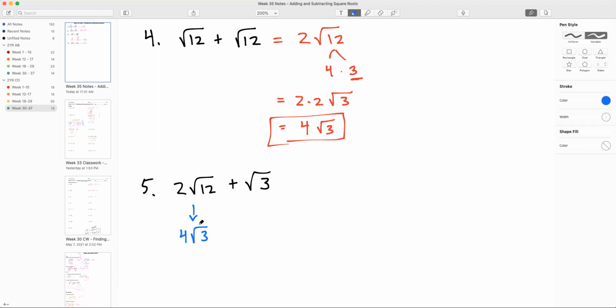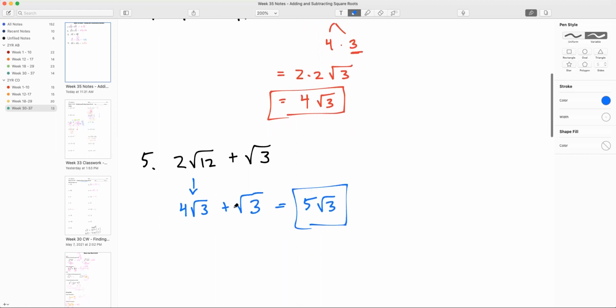You may be able to get good enough at this to just do that in your head, but 4 root 3 plus root 3 is, well, remember, this is like 4x plus 1x. What's that? That's 5x. Or 4 root 3 plus root 3 is this 5 root 3, okay? So that's our answer, 5 root 3 for number 5.